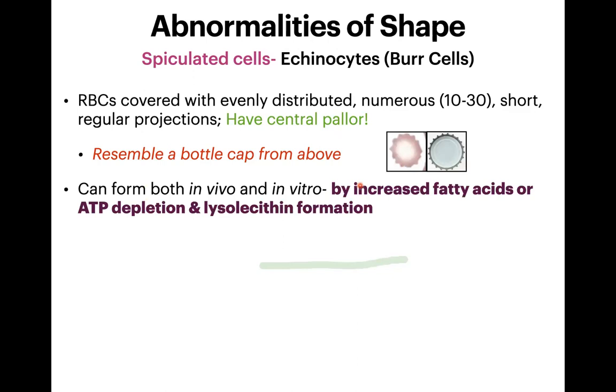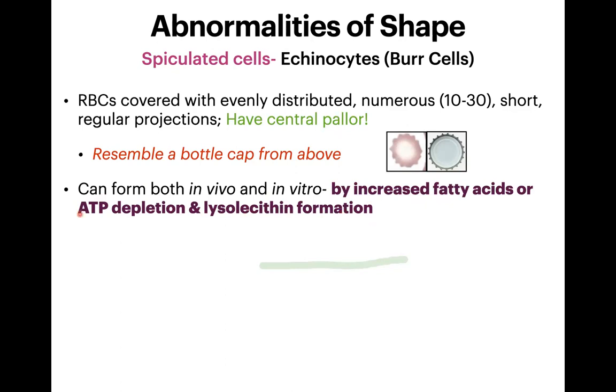So again, this is not for identification purposes. This is just an interesting thing to know, that they can be formed both in vivo and in vitro. Most of the time what we are seeing are formed in vitro, and this can be caused by increased fatty acids or ATP depletion and lysolecithin formation. When RBCs are stored for a long duration, this will help you remember why echinocytes are formed in a stored sample.